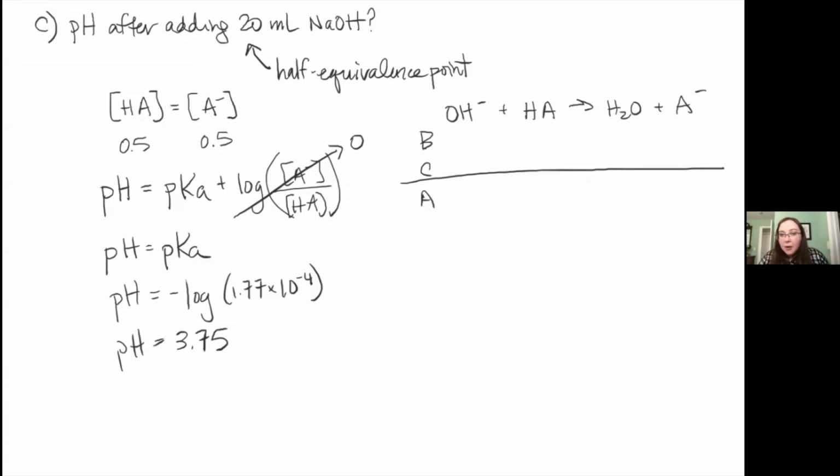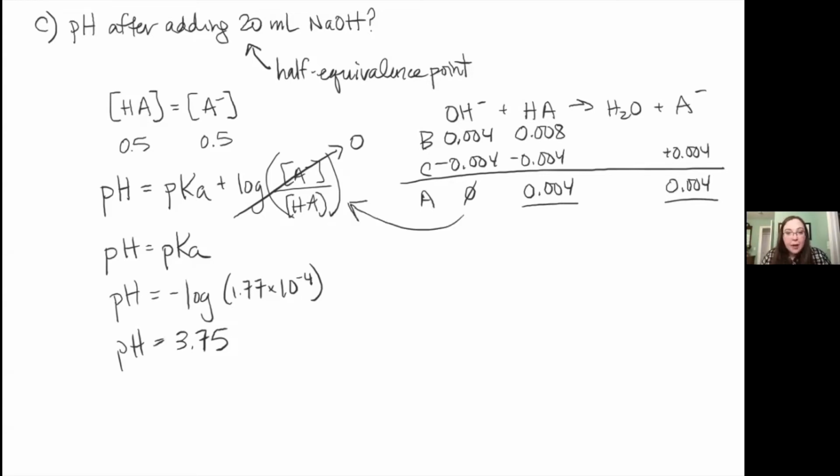We've got here for our HA 0.008 moles. And because we're adding 20 milliliters of the 0.2 molar NaOH, this would be 0.004 moles. It reacts stoichiometrically. All of our base is going to get used up here. And we end up with equal quantities of our weak acid and its conjugate base. So when we get to this point, we would plug this into our Henderson-Hasselbalch equation, and that would put us right here. Okay, that is the first 3 parts of the question.